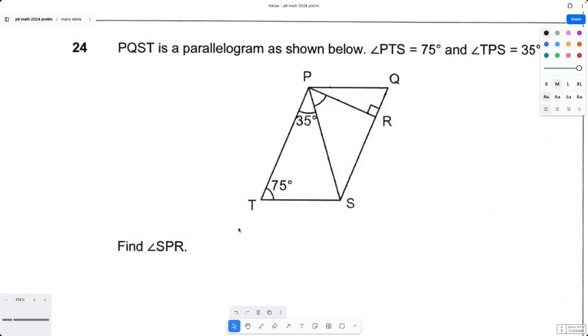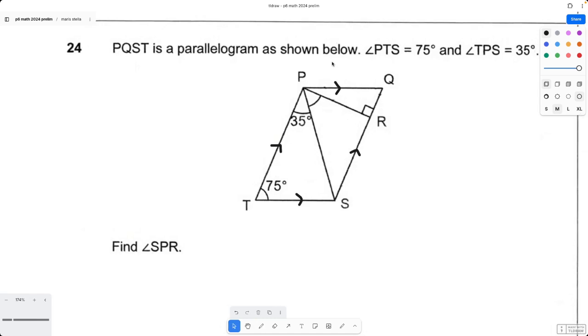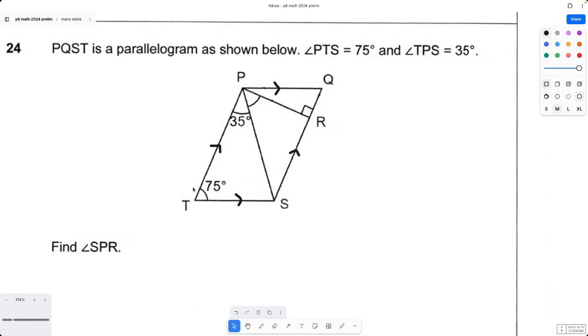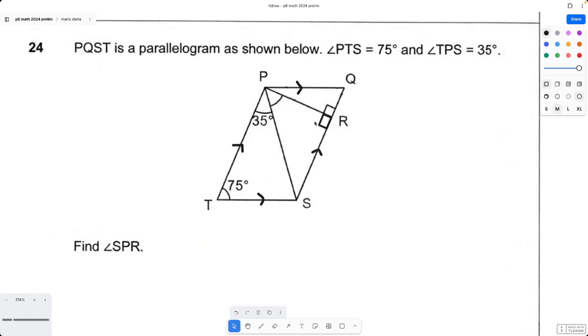Okay, let's move on to question number 24. PQST is a parallelogram. Okay, so I'm going to draw this parallelogram like this. All right. PTS is 75, TPS is 35, and we have a right angle triangle over here. I'm going to put a square here as well, like this. Okay, so find SPR, right? Singapore Police, I don't know.